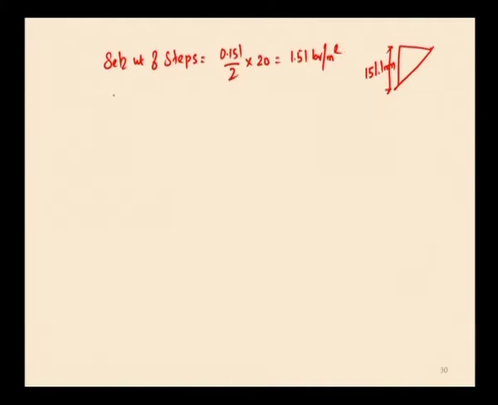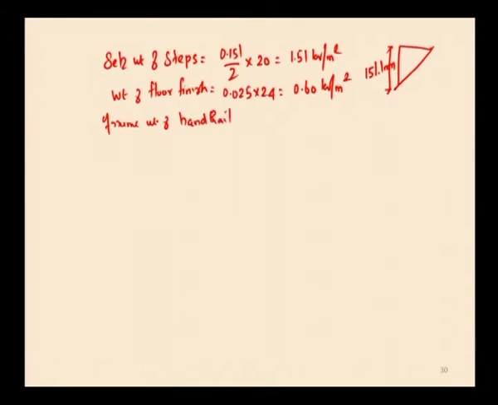Now, next one, dead weight of steps we have calculated, then weight of floor finishing. The floor finishing thickness is normally taken as 0.025 and its respective unit weight is 24. This will be 0.6 kilonewton per meter square. Next, assume the weight of handrail. The handrail is normally made by using wood, aluminum, steel, or stainless steel as a material. It may vary from 0.6 to 1 kilonewton per meter square. So, here I have used 0.6 kilonewton per meter square.